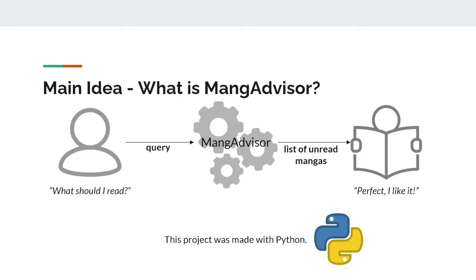So, what is MangAdvisor? Well, that's an application that suggests to users manga that they have not read yet. Our system knows which mangas the user has already read, and so the user can enter a query. Then our system will process this query and will give a list of unread mangas in output that responds to the query. All this project was made with Python.